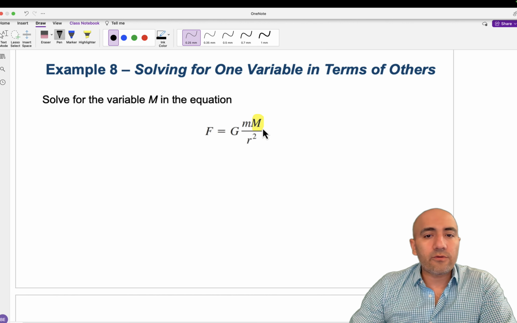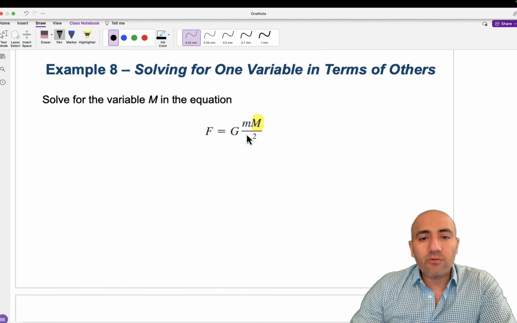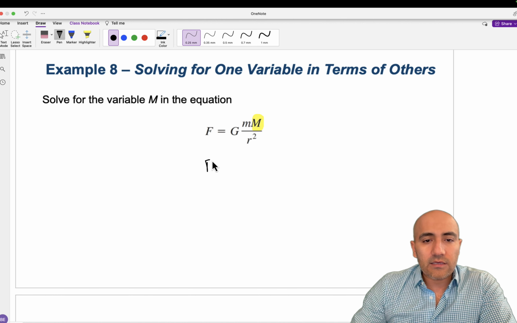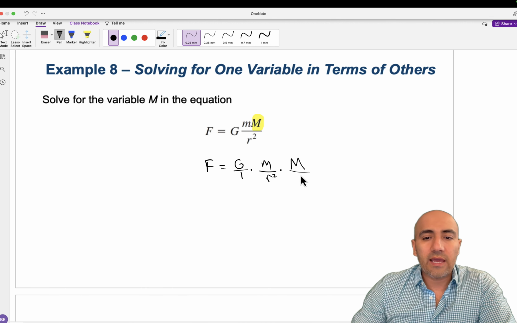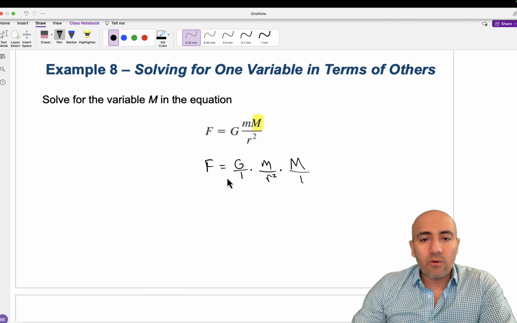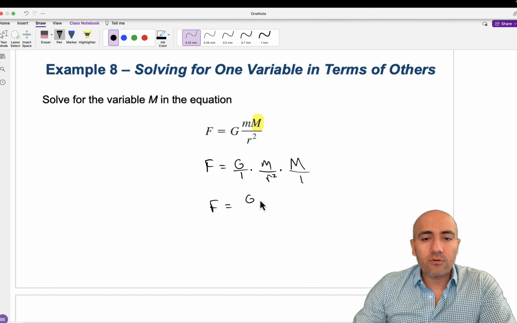Okay, so to solve for M is very easy. There's a variety of ways in which you can do this, but I'm just going to take the approach of rewriting it this way. This is the same thing as G over 1, right? G and G over 1 is the same thing. And I'm going to separate this fraction as m over r squared times capital M, or capital M over 1. Good. That way I can recombine these. So I can just say that this is capital G lowercase m divided by r squared times M.